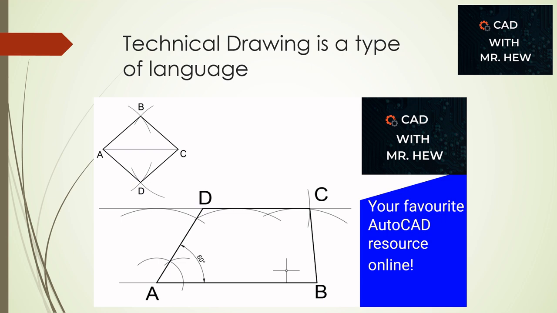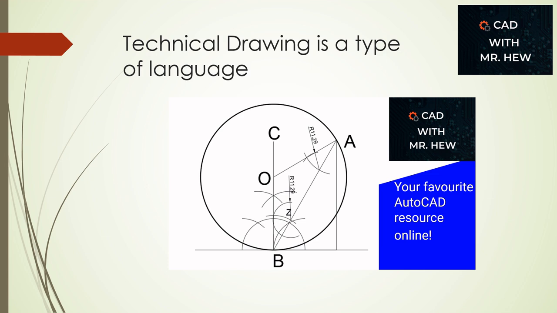We're still looking at technical drawing as a type of language. So technical drawing is a written language that helps you to think accurately, record your ideas so that you can recall them at a later date, present your ideas to other persons, and improve your designs by adding more information to an existing drawing.